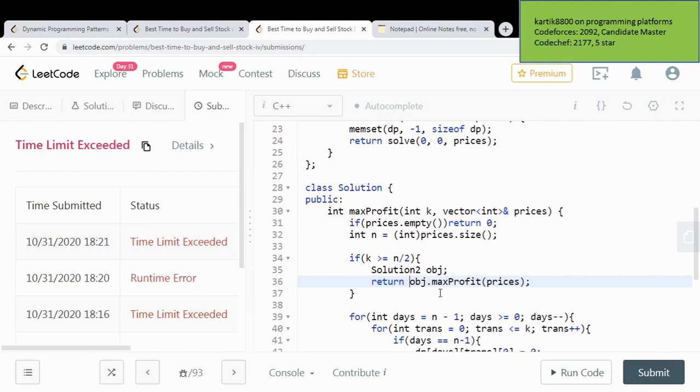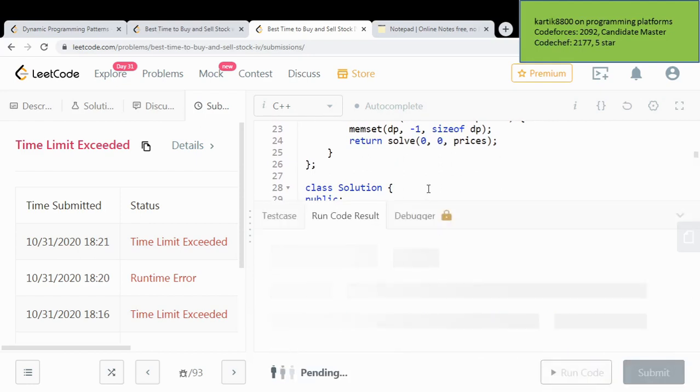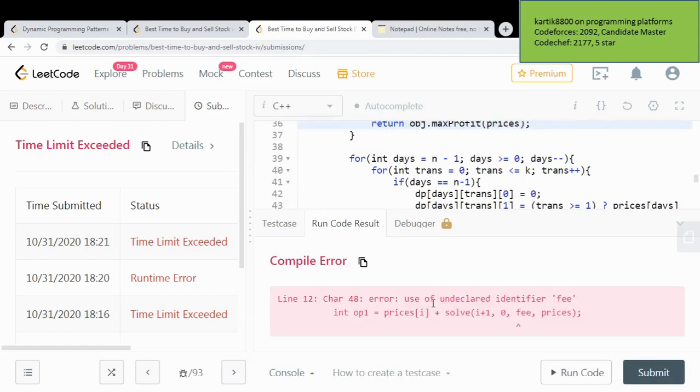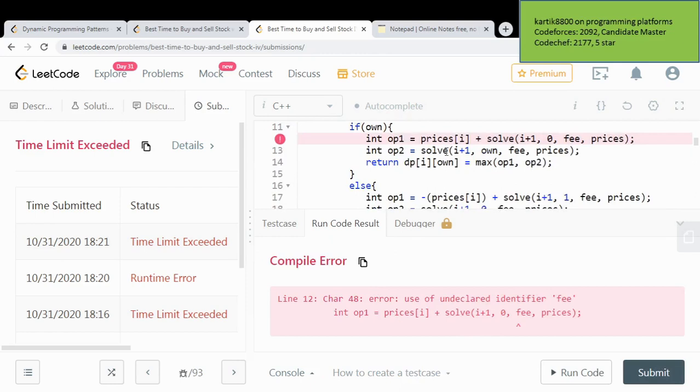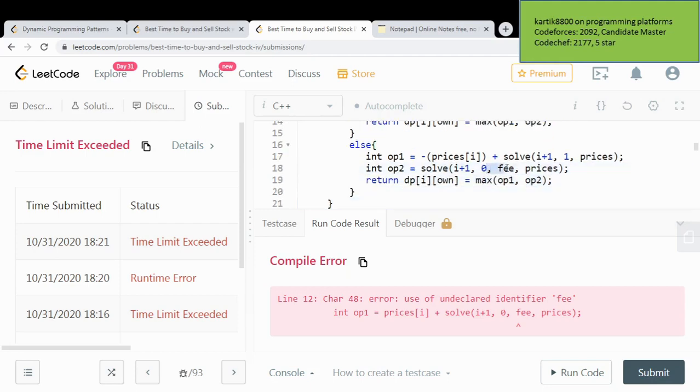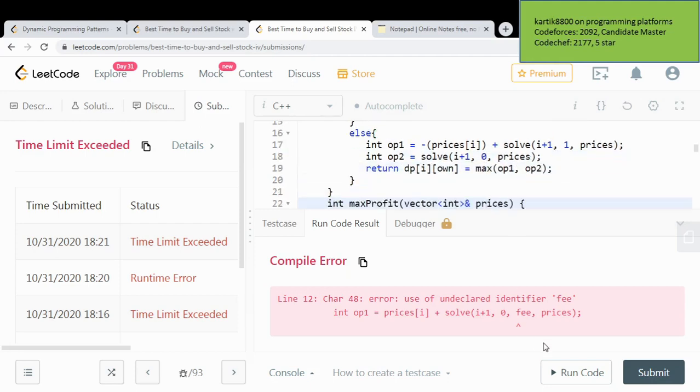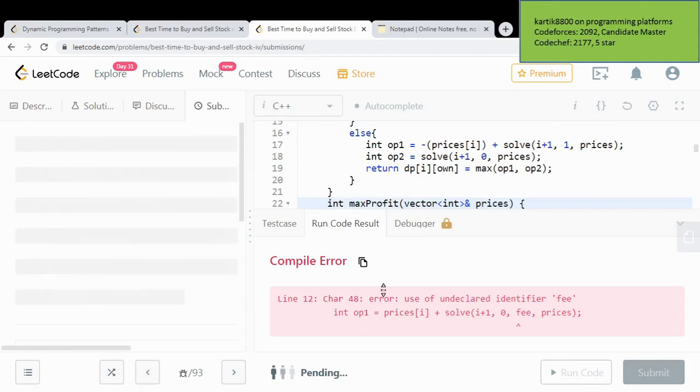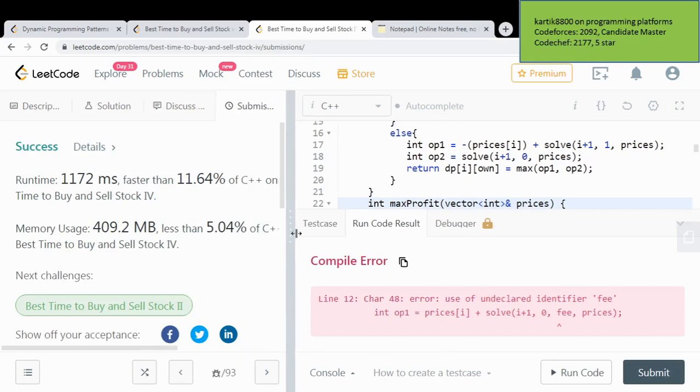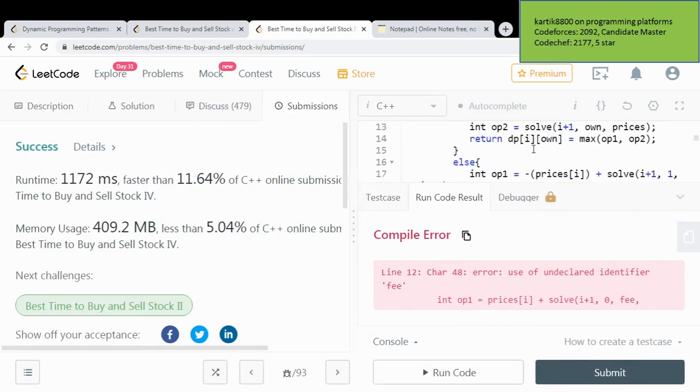Otherwise we'll go below and solve it in big O of n into K, and this should probably pass our time limit. Identifier fee, okay, line 12. Yep. So it did get accepted, and I'm really happy that it did.